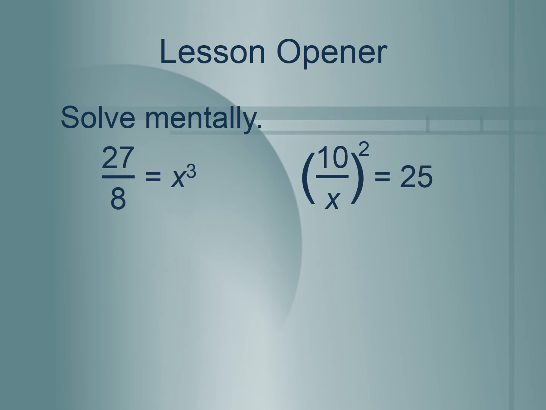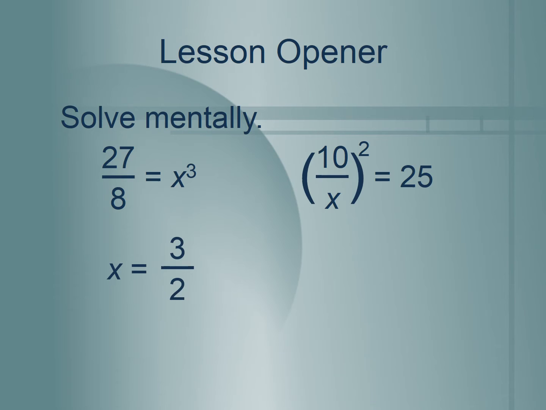Let's look at these. These are a little bit more difficult. So on the left-hand side, I had 27 over 8 equals x cubed. So again, I need something over something where if I cube the numerator, I get 27, and if I cube the denominator, I get 8. Well, 3 cubed is 27, and 2 cubed is 8. So that means that x is 3 over 2.